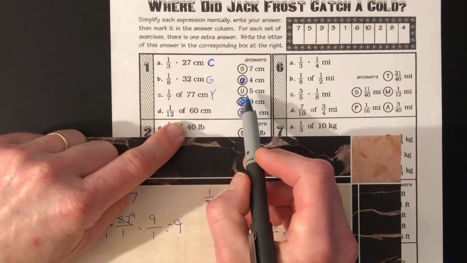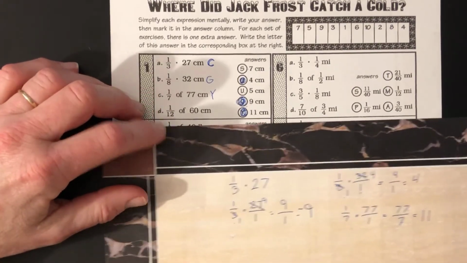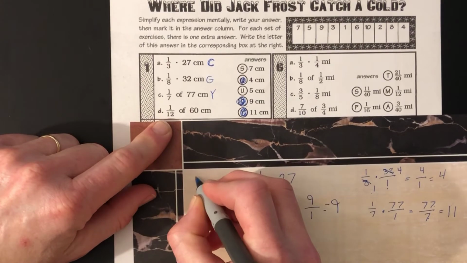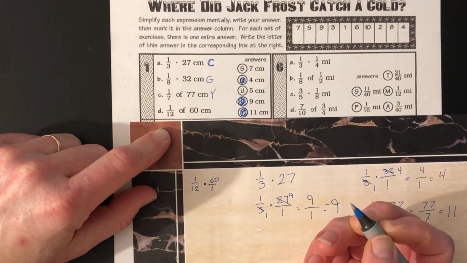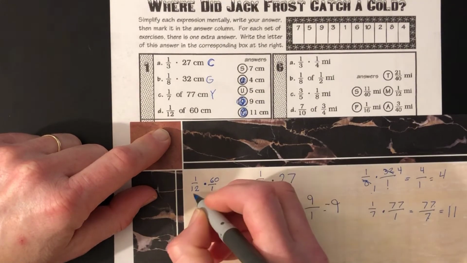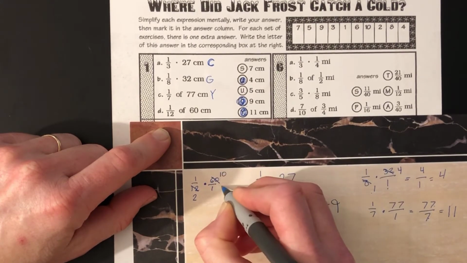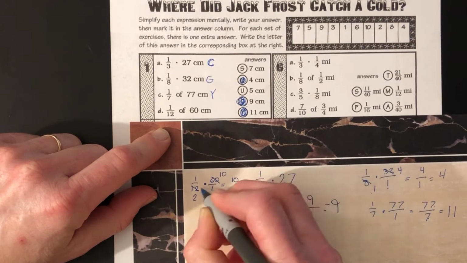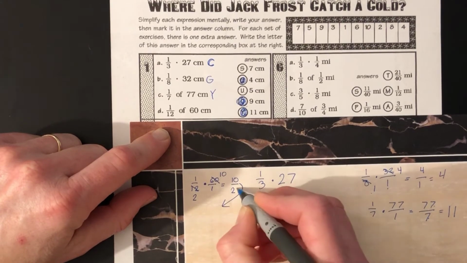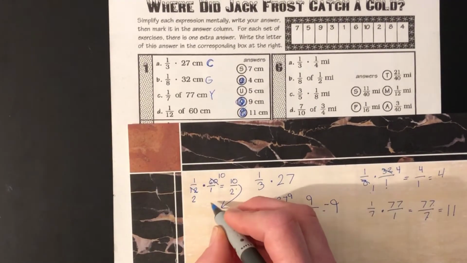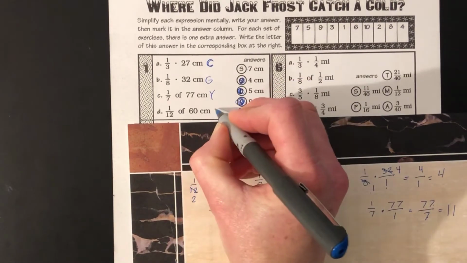So this is either going to be 5 or 7. We have 1/12 of 60. I'm going to reduce these both by 6. 6 goes into 12 2 times. 6 goes into 60 10 times. That equals 10 over 2. 10 divided by 2 is 5. 5 centimeters. So D is U.